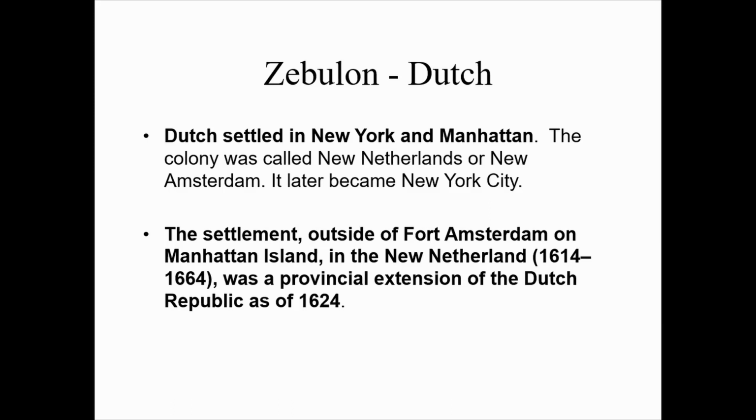All right, the Dutch settlement into New York and Manhattan, the colony was called New Netherlands or the New Amsterdam. It later became New York City. The settlement outside of Fort Amsterdam on Manhattan Island in the New Netherlands, from 1614 to 1664, was an extension of the Dutch Republic as of 1624.